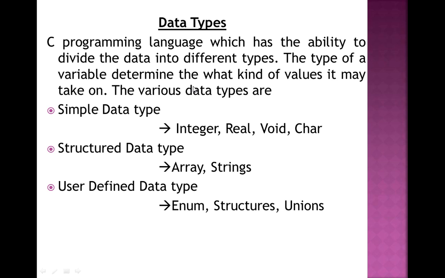Now, structure and union. So these are your simple data types: integer, real, void, char. Then structured data types, that is your array, string. Then user-defined data types, that is your enum, structures, union.